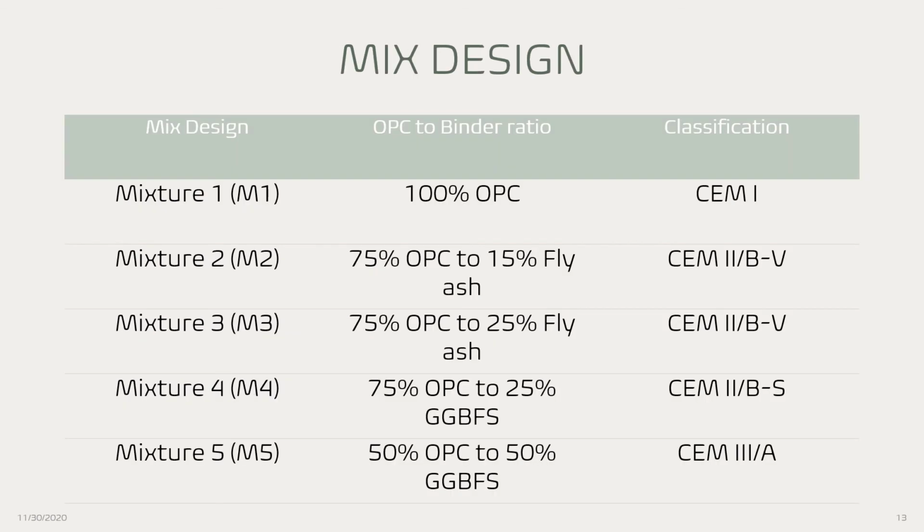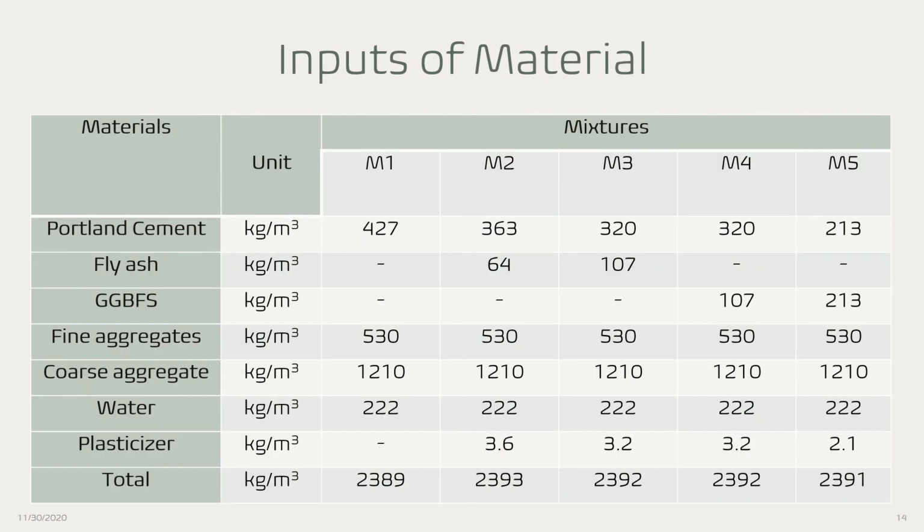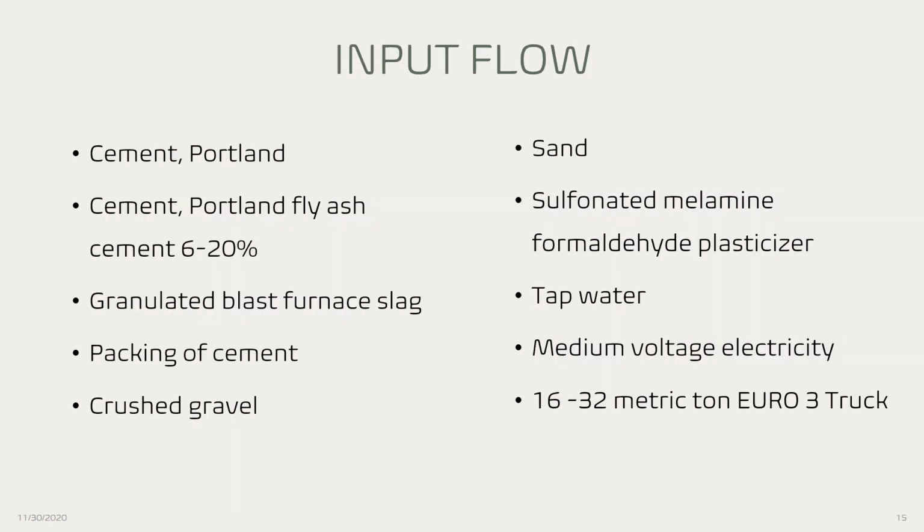5 mix designs have been proposed as shown in this table here. M1 represents the ordinary Portland cement concrete, while M2 to M5 represent concrete with different percentages of SCMs. Here are some of the input of material to produce 1 cubic meter of grade 35 megapascal concrete. And here are some of the flows selected in OpenLCA to simulate the concrete manufacturing process.